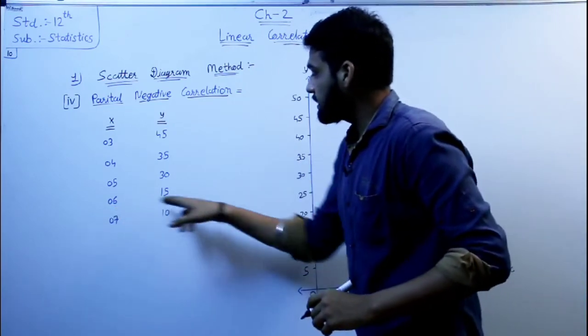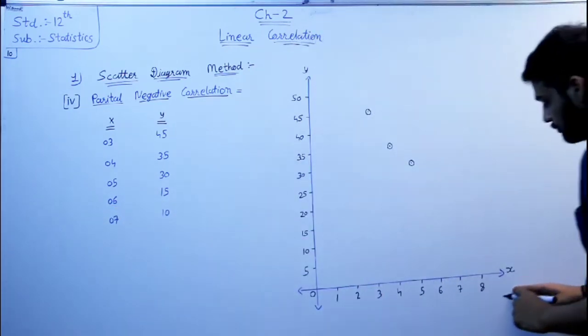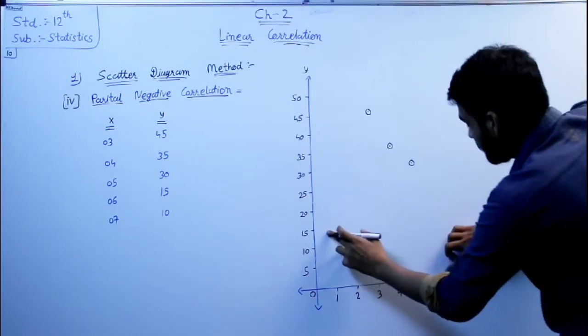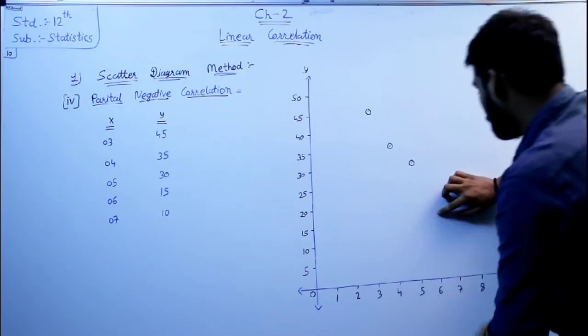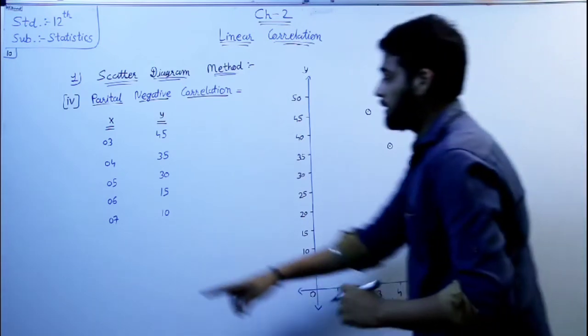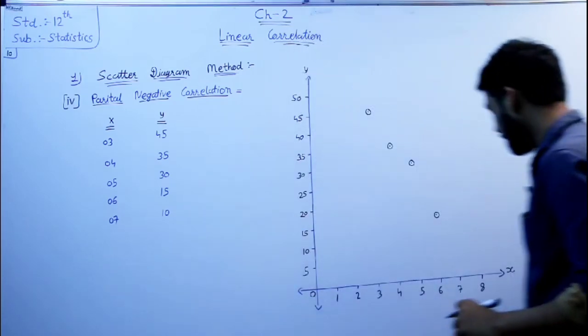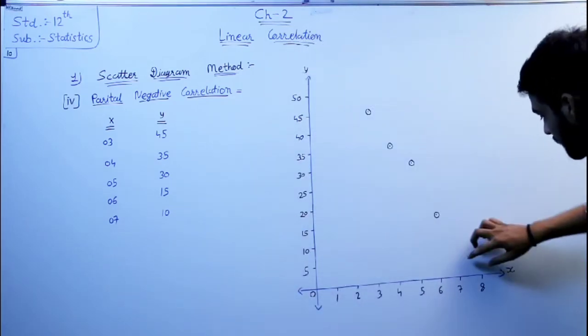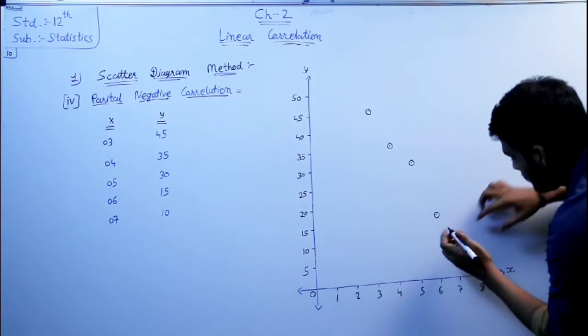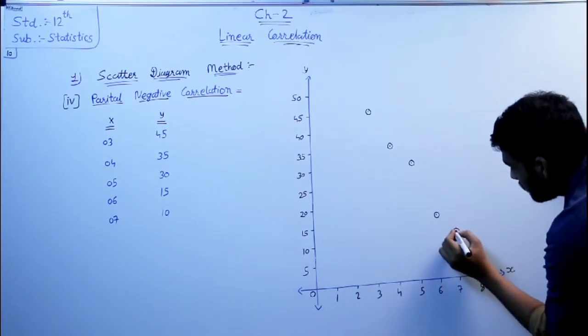Then next 6 and 15. So on the x axis we take value 6 and on the y axis we take value 15. So this point is plotted here. Then the last one is 7 and 10. So on the x axis we take value 7 and on the y axis we take value 10. That means this point is plotted here.